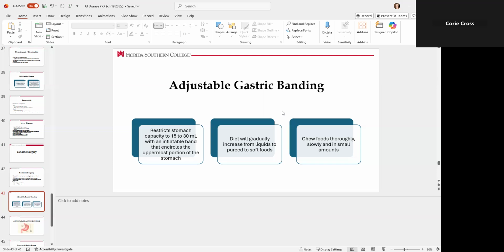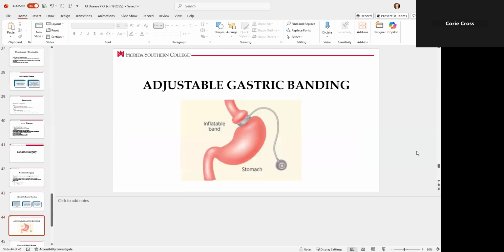This surgery has the lowest mortality rate of all bariatric surgeries, but also has the smallest weight loss with frequent band adjustments. And this is just a picture to show you what that looks like with the band. And they can adjust the band as time goes on.